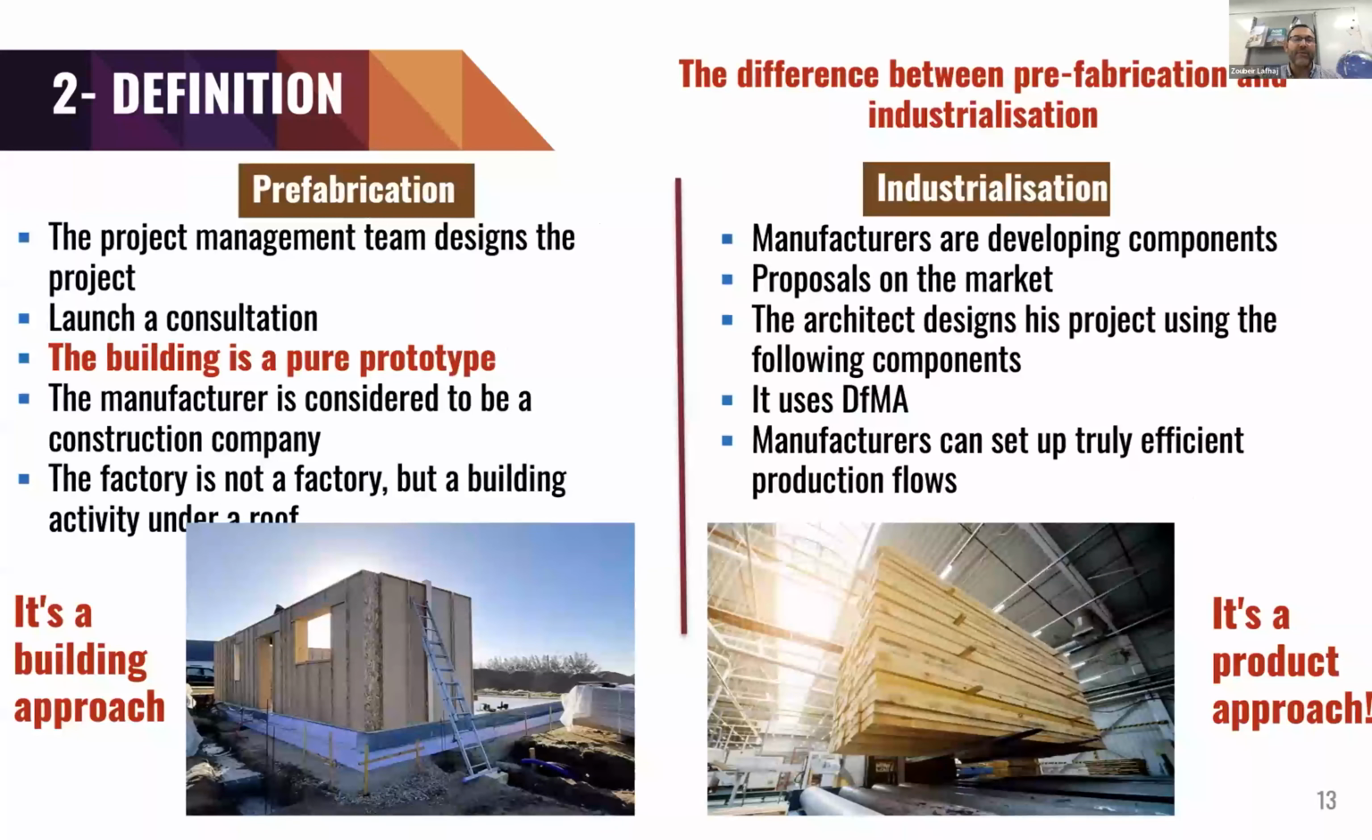Definition. In prefabrication, the project management team designs the project. In industrialization, manufacturers are developing components. In prefabrication, the architect designs the project using the following components. The builder produces a prototype in prefabrication. It uses DFMA in industrialization. The manufacturer is considered to be a construction company in prefabrication. In industrialization, the manufacturer can set up truly efficient production flows. The factory is not a factory in prefabrication, but a building activity under a roof. It is a building approach in prefabrication, and it is a product approach in industrialization.